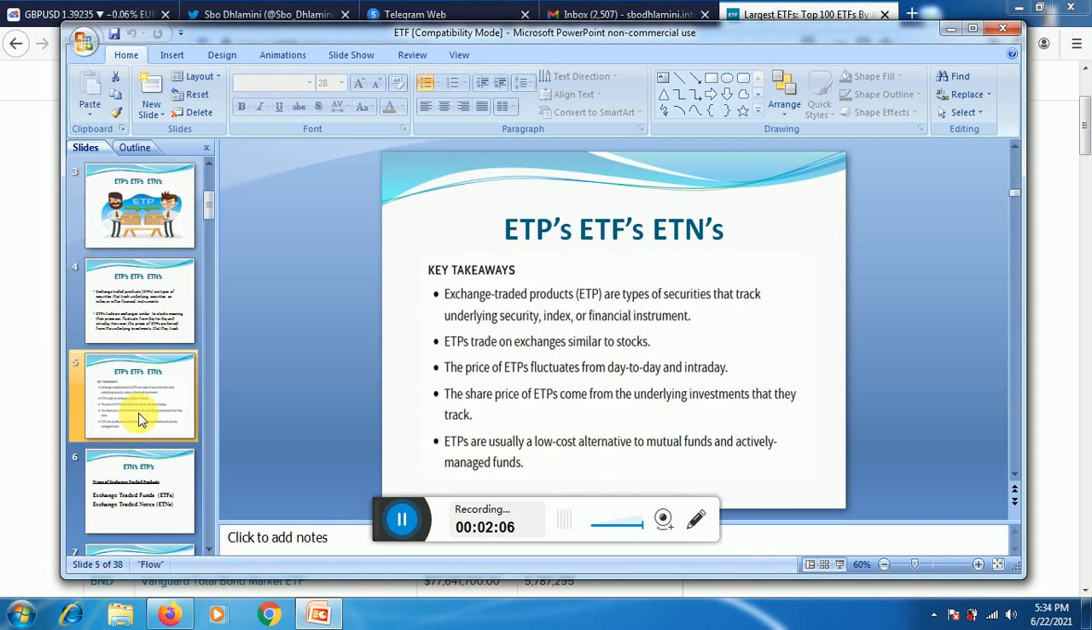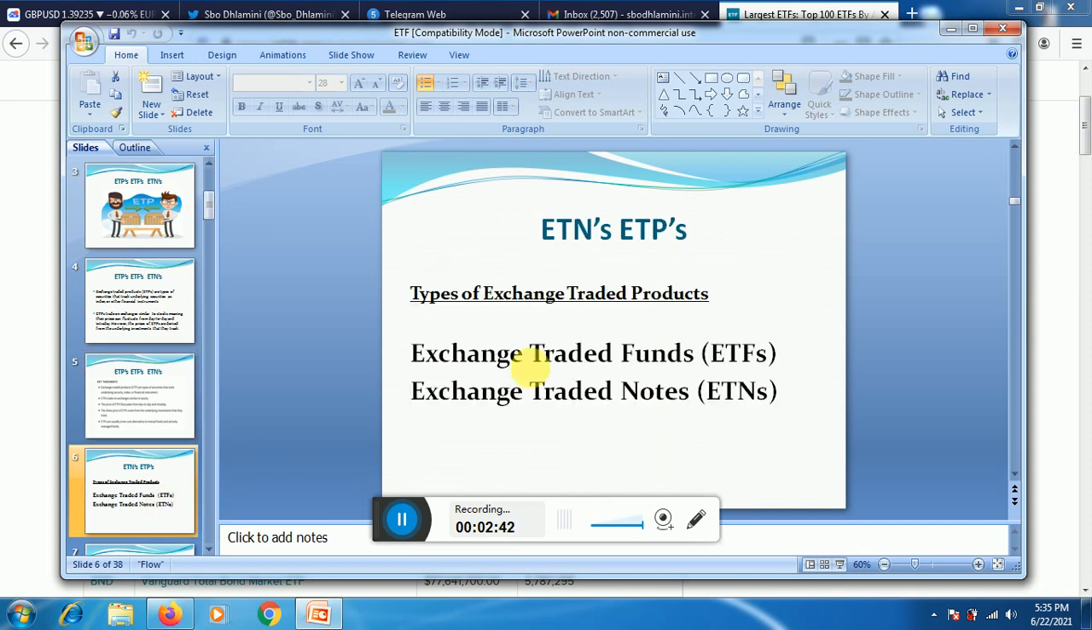So some key takes when it comes to exchange traded products. These are types of securities that track an underlying security, right? They are derived from another asset, so there has to be an underlying asset before there is an ETP. Their share price comes from an underlying investment. They are also usually a low cost alternative to an actively managed mutual fund.